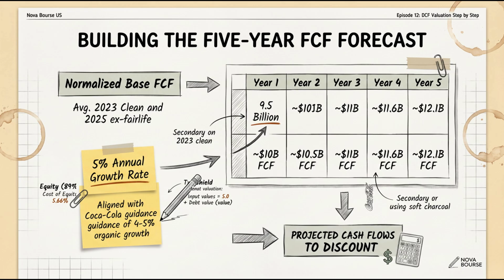This gives us projected cash flows of approximately $10 billion in year 1, $10.5 billion in year 2, $11 billion in year 3, $11.6 billion in year 4, and $12.1 billion in year 5. These are the figures we will discount.